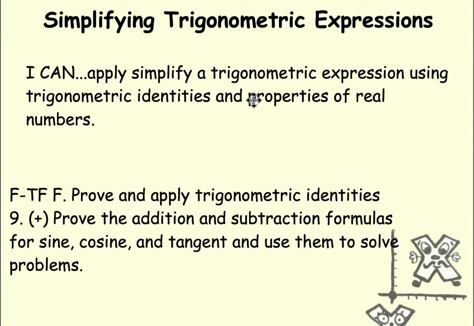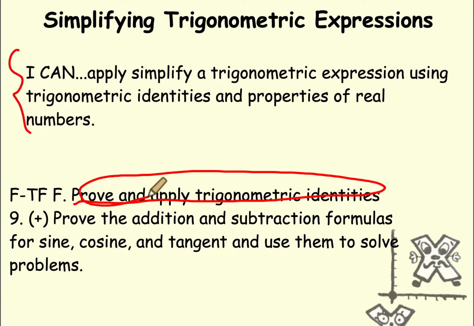So in this lesson, we're going to look at further simplifying trigonometric expressions using those identities that we had learned previously. You should be able to simplify a trig expression using trig identities and properties of real numbers that you've used before. And here is the standard that we're working on.